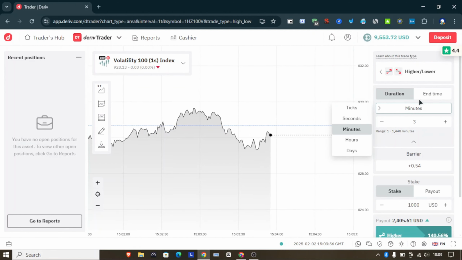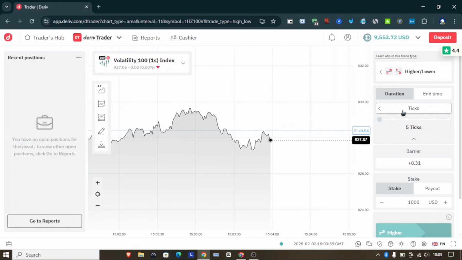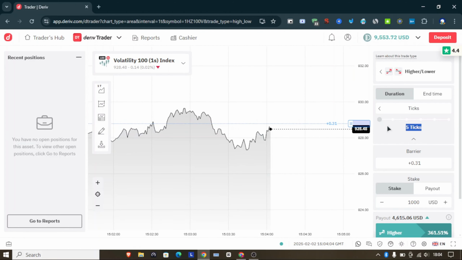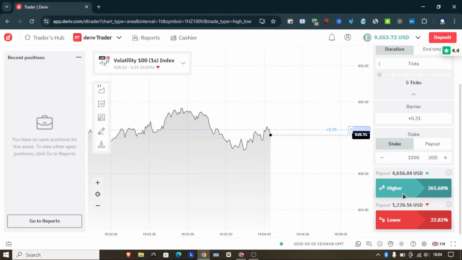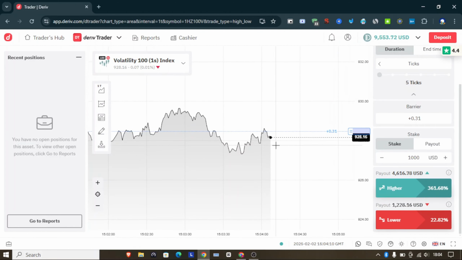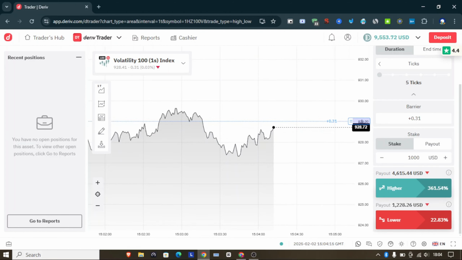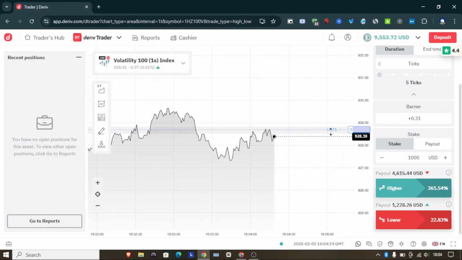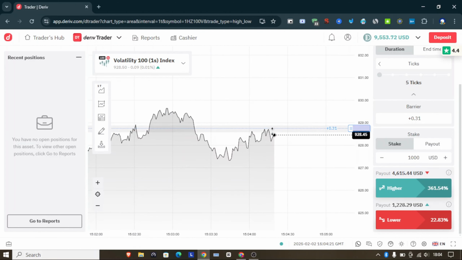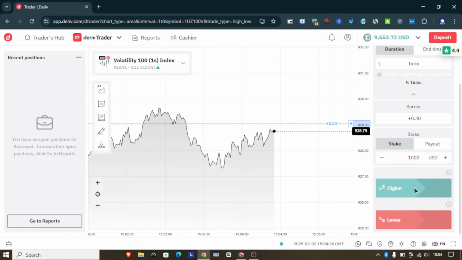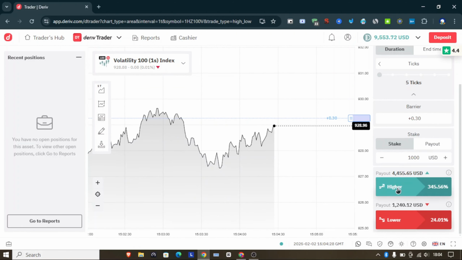You can decide to choose ticks. What this means is, if you have chosen 5 ticks here, and you make a higher entry, a higher means that the market will be higher than the entry point within those 5 ticks. The entry point is this line. As you can see, we have this dotted line. That is your entry.